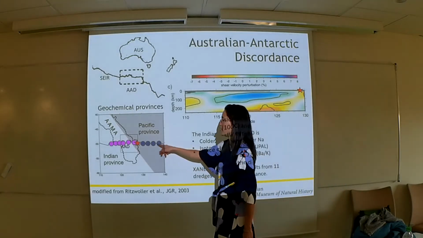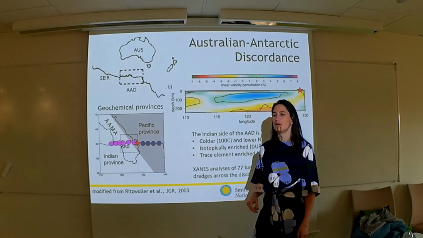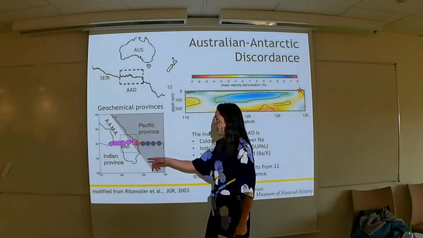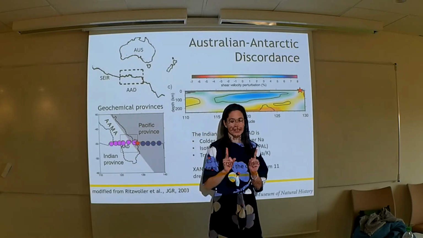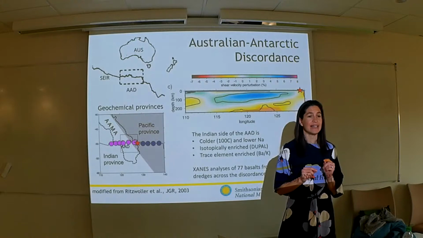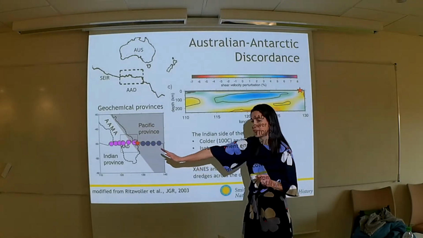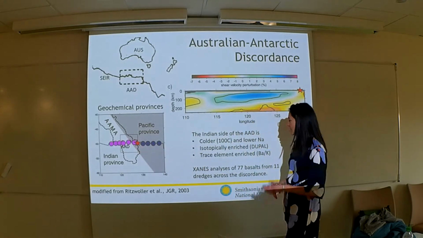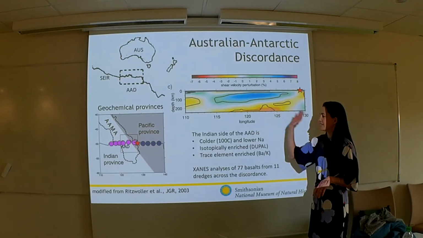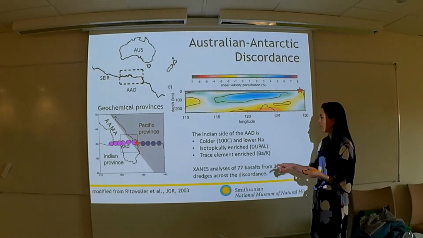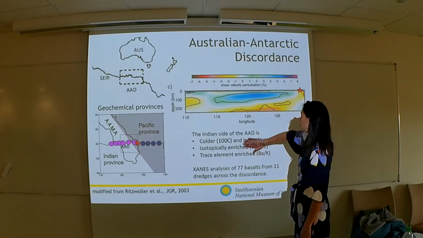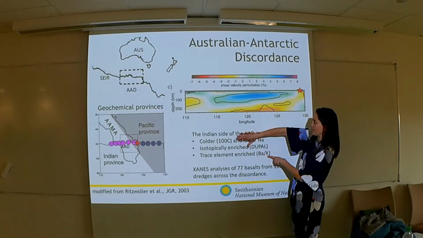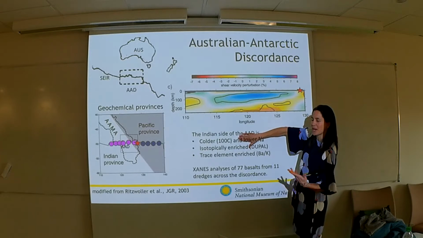So looking at the same basalts, we measured 77 basalts, high density sampling, looking at up to a dozen basalts from each dredge, each of the 11 dredges in the original Klein and Langmuir study, going across the AAD. I'll put the Indian side in pink and the Pacific side in blue. Just to summarize, the Indian side is colder, should be higher sodium, isotopically enriched, and trace element enriched, with higher barium to potassium ratios.